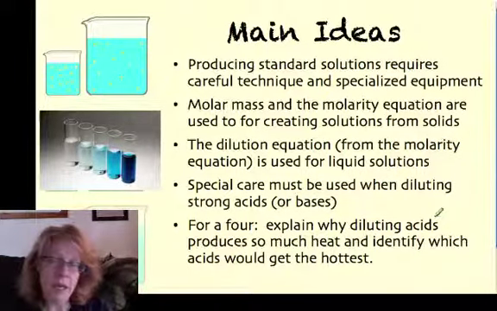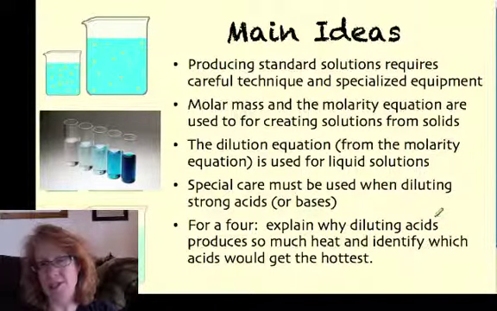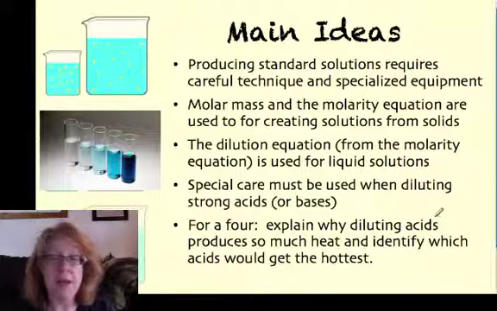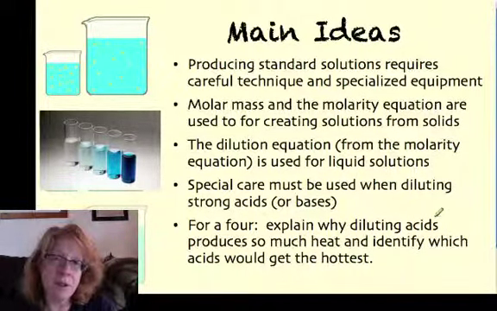Make sure that when you're diluting strong acids or strong bases for that matter, the same rules apply: you're always adding acid to water, not the opposite way around. And then if you're looking for a 4, do some background research. Why is it that diluting acids or bases is such an exothermic reaction? What's going on? And identify which acids would get the hottest as a result of what you did.